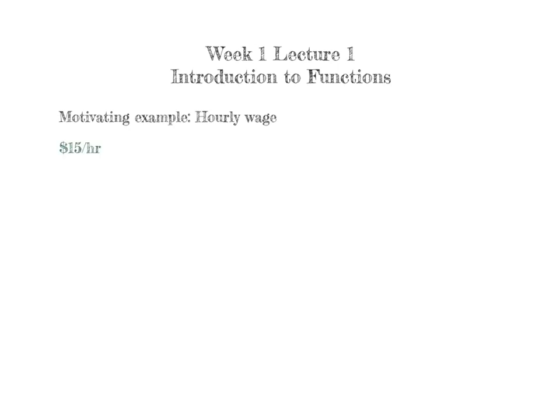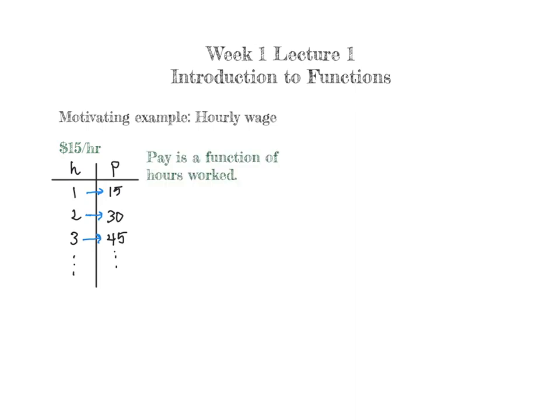And consider the following table of values. Here we use H for hours, and P will stand for payment, or an amount of money. Note that for each hour worked, there is a corresponding amount of money that you have earned. We say that your pay depends on, or is a function of, the amount of hours you work. We can even write down an equation that captures the relationship between hours worked and pay, namely P equals 15 times H.